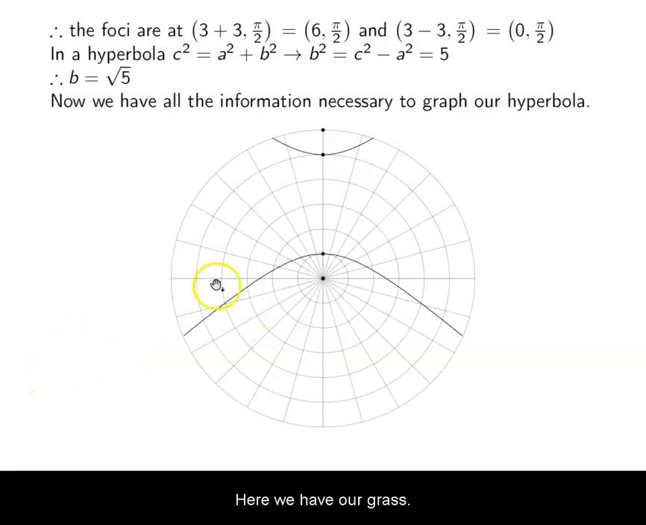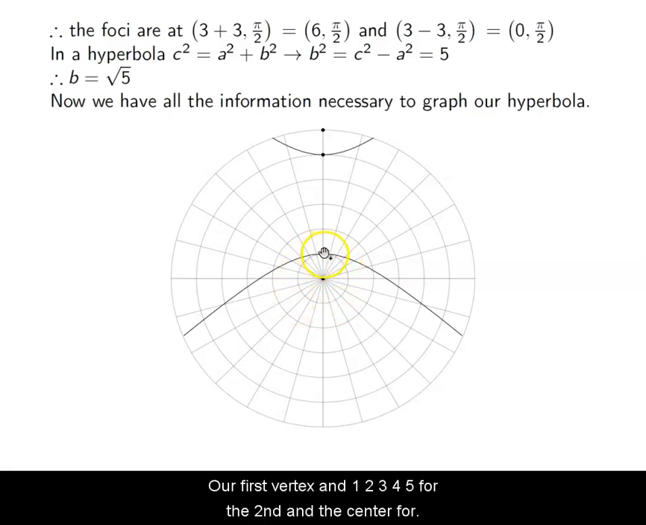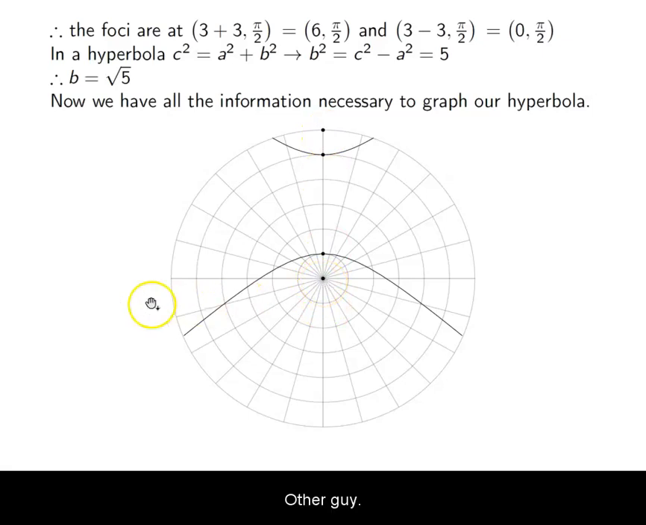Okay, so here we have our graph in polar coordinates. You see our axis of symmetry is the line pi over 2. We have at a distance of a radius of 1 our first vertex, and 1, 2, 3, 4, 5 for the second vertex, 6 for the foci, and the center for the other foci.